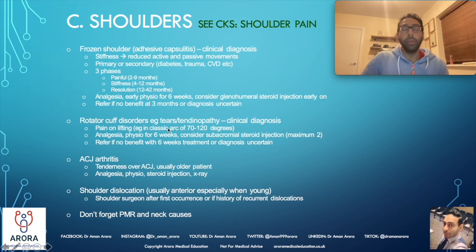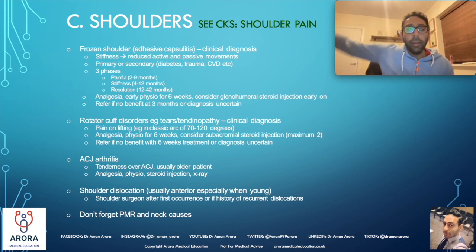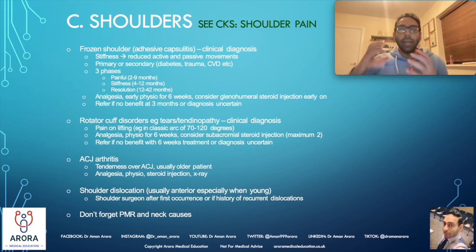Quite a few differences there between that and rotator cuff disorders. Again, a clinical diagnosis, so a tear or tendinopathy, for example, based around the muscles of the rotator cuff. And you have that classic pain on lifting in that arc, isn't it? When you lift your arm, you get that pain in the 70 to 120 degrees angle. So again, clinically you should be able to pick this up. Analgesia, as with most MSK problems, physio for 6 weeks. But here it's a subacromial steroid injection, and there's a maximum of 2, like we mentioned, and that's why the answer was C in this particular question. Refer if no benefit at 6 weeks. So this is different to adhesive capsulitis.